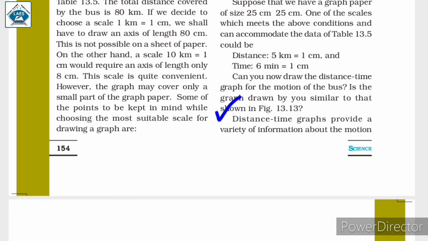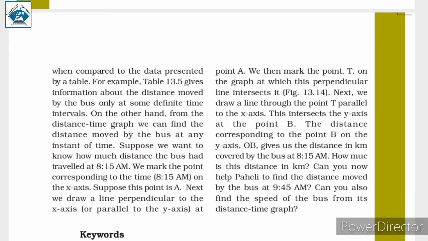Distance time graphs provide a variety of information about the motion when compared to the data presented by a table. For example, table 13.5 gives information about the distance moved by the bus only at some definite time intervals. On the other hand, from the distance time graph, we can find the distance moved by the bus at any instant of time. Suppose we want to know how much distance the bus had travelled at 8:15 am.